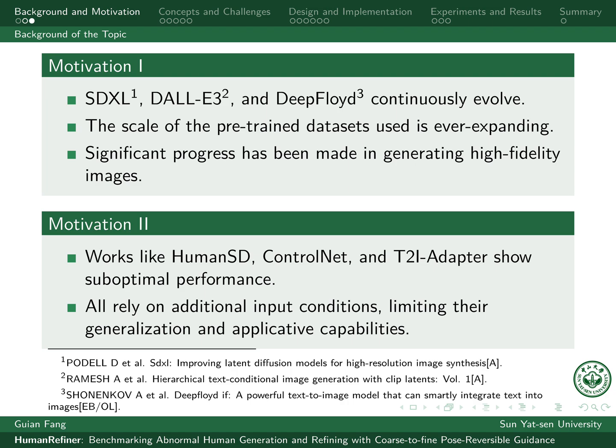Why did I choose this topic? There are two primary motivations. First, generative models are evolving rapidly, with new advancements like SDXL, DALL-E3, and Deep Fluid emerging. These models use increasingly large training datasets and show remarkable performance in general domains, yet they fail to address the challenges of human body generation. Second, although there are existing works focused on human generation, such as HumanSD, ControlNet, and T2I adapter, their results are unsatisfactory. Most also rely on additional conditional inputs, limiting their generalization and applicability.